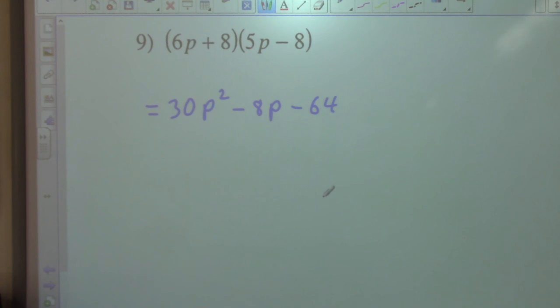Okay, any questions on that one? One thing you can do, can you see how you can do this mentally also? Do you, a little bit? Because if you just take the first here, here's your 30p squared. And then you have here your 40p. And you have the minus 48p right here. And then here you have the minus 64, don't you?